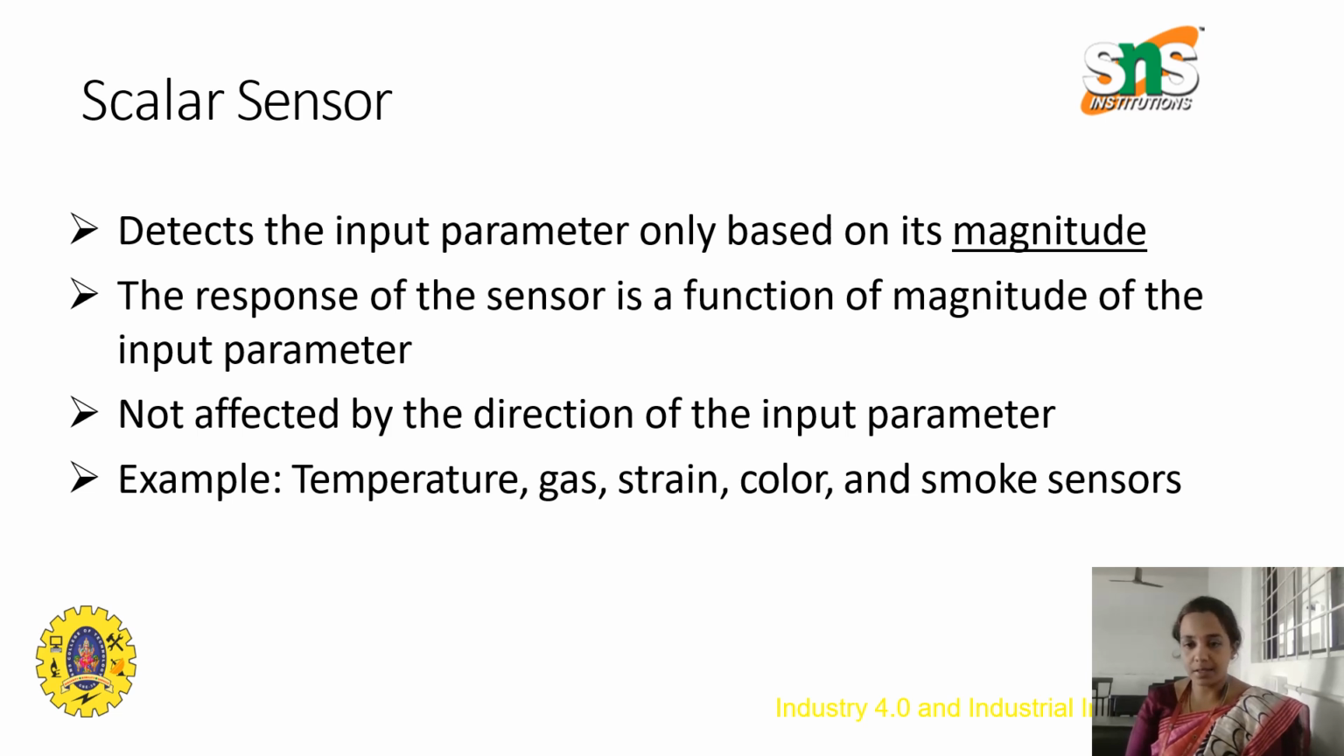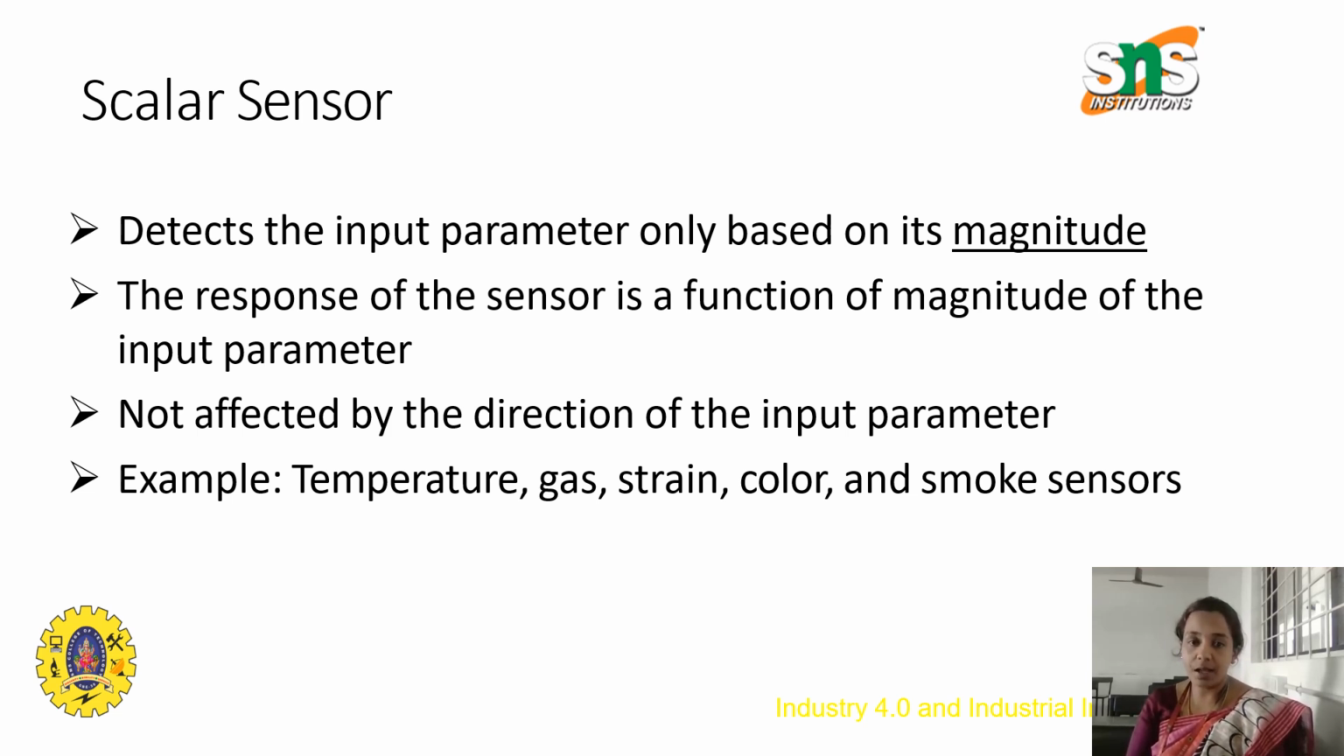Next one is a scalar sensor. Scalar sensor, from the word itself, we can determine that there is no indication of direction. Vector sensor means there is an indication of direction as well as magnitude. Only if magnitude is there, then we say it is a scalar sensor. These detect the input parameter only based on its magnitude.